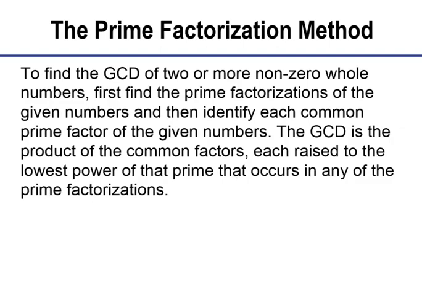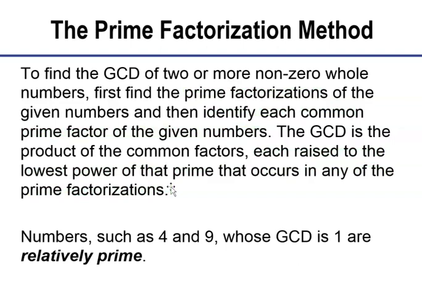Or you could use the box method that we did in a previous section, but find the prime factorizations for both of the numbers, and then identify each common prime factor of the given numbers. Very important there. It says the greatest common divisor is the product of the common factors, each raised to the lowest power of that prime that occurs in any of these prime factorizations.